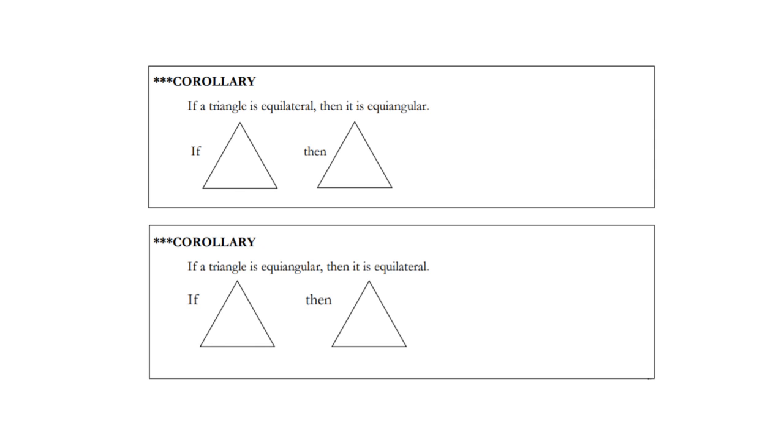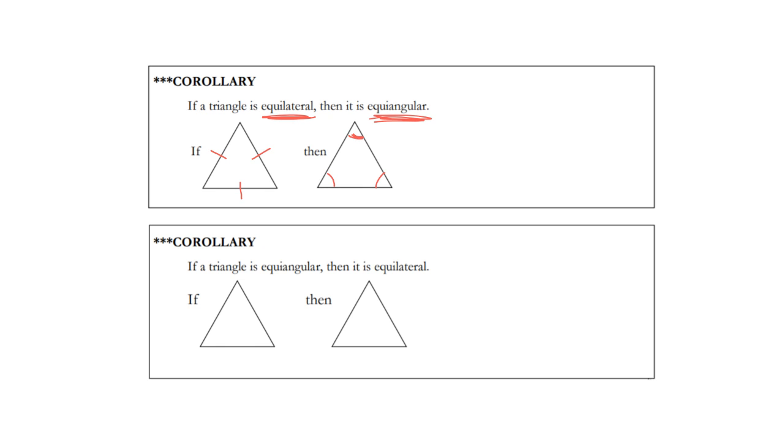Now, here is our first example of a corollary. A corollary is pretty much the same as a postulate or a theorem. It's just a theorem that's derived from an already proven theorem, or a related theorem. So don't worry too much. If a triangle is equilateral, equilateral means all sides are congruent, then it is also equiangular, which means all of the angles will be congruent.